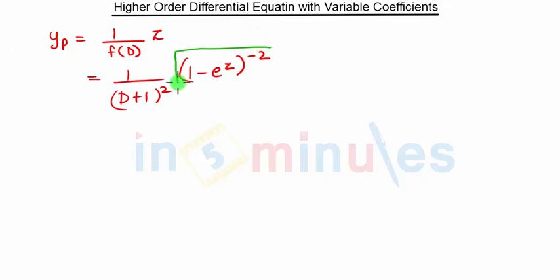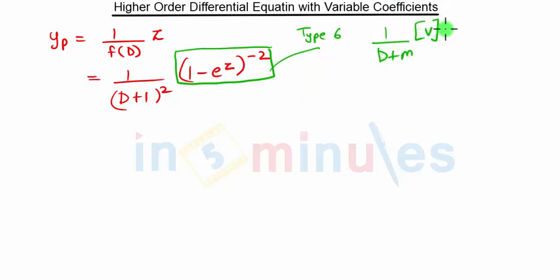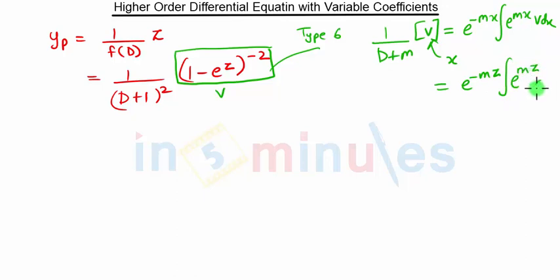So this term is not matching with any of the type 1, type 2, type 3, type 4, type 5. It does not match with any of these types, so it is of type 6, which is 1 upon (D plus m) into V is equal to e raised to minus mx, integration of e raised to mx into V dx, where V is some function of x. This is the formula of yp. Here V is a function of z, so this formula will become e raised to minus mz, as I have told you x will be replaced by z, integration of e raised to z into V dz. So this will be our formula.